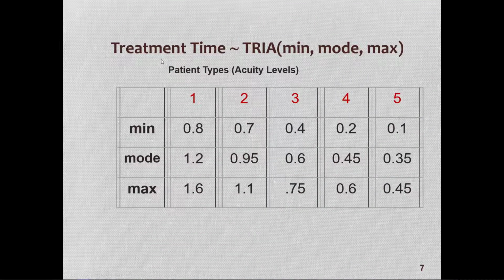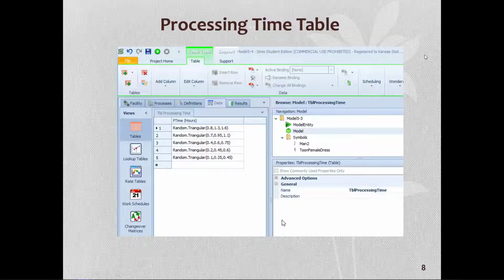The treatment time inside the ER follows a triangular distribution with minimum possible time, maximum possible time, and most likely time, for 5 different categories. So we're going to start this example.